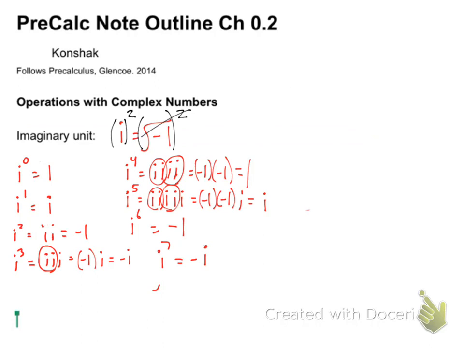Because I started here, took 4 steps, 1, 2, 3, 4. I'm back to the beginning, right? So 1 more step, remainder 1, I'm at i. A remainder of 2, I'd be at -1. A remainder of 3, I'm at -i. If I have a remainder of 0, that's 1.